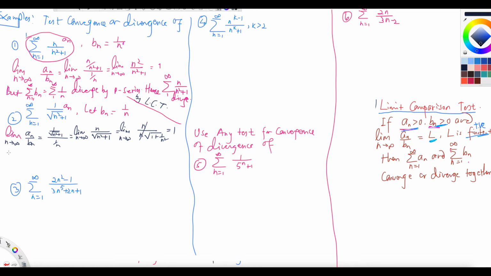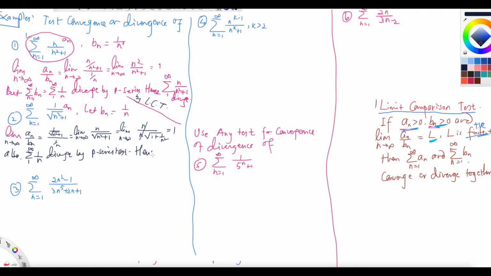Also, the summation from 1 through infinity of 1 over n, which is bn, diverges by what test? P series test again. P series test.